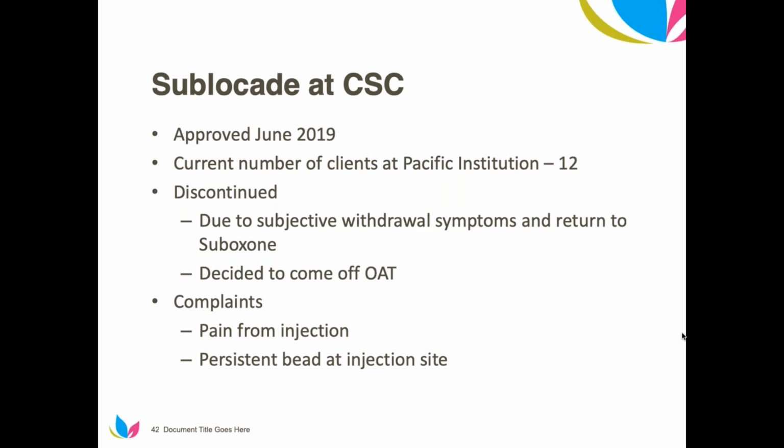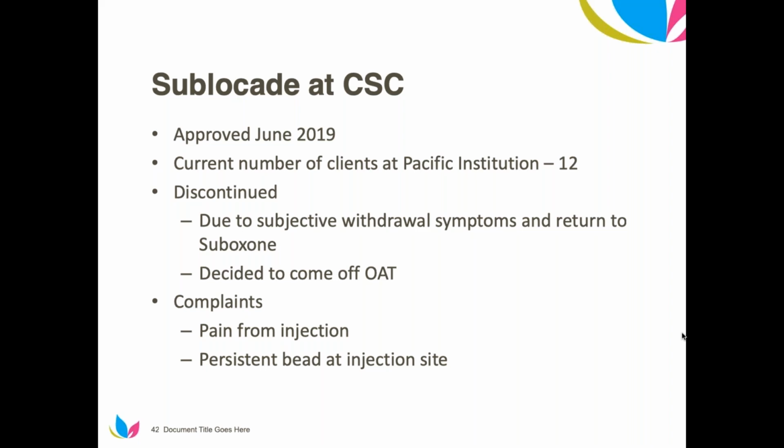So there hasn't been any issues in terms of any people in the community who are on Cadian who come to the federal system. They get continued on their Cadian. But within federal corrections, Cadian is not on their opioid agonist treatment option list. It's basically methadone, Suboxone, and Sublocade.